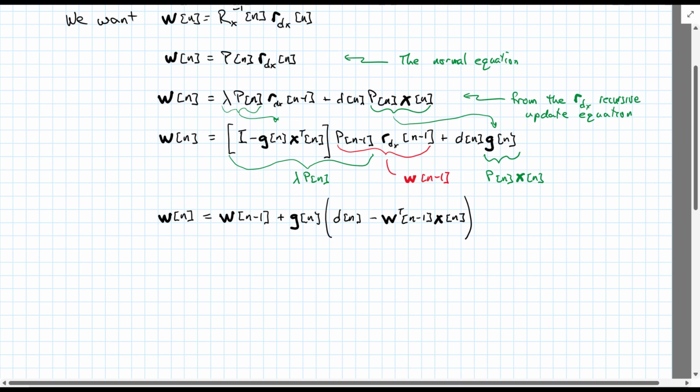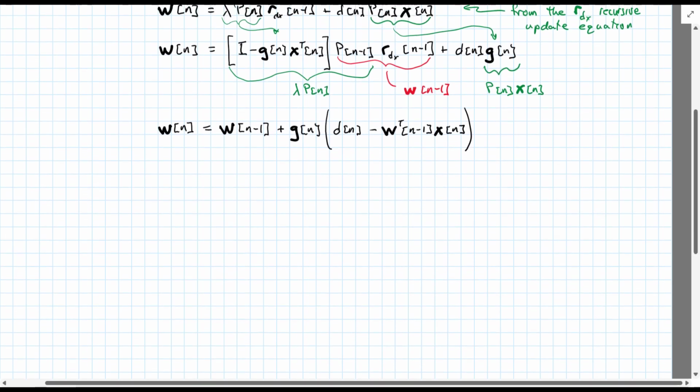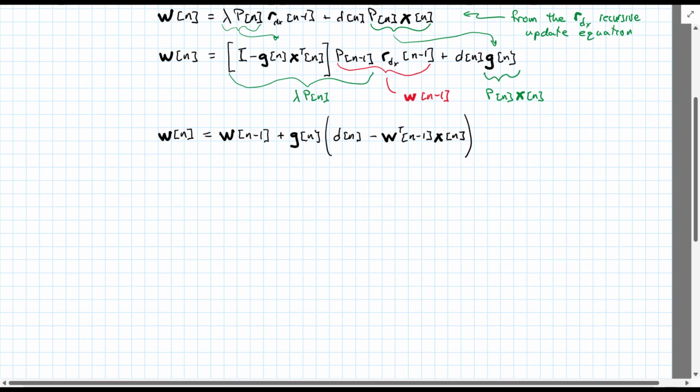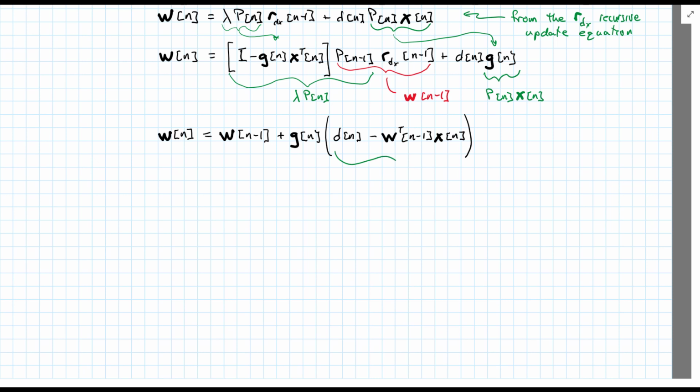And there we are. We're going to keep working on this, but first let's discuss what exactly this means. We're used to seeing d of n minus w transpose times x. We've seen that before. In this particular case, we're using w n minus 1 times x of n, and we're going to call this the a priori error. This is the error we would experience if we did not update the weights.